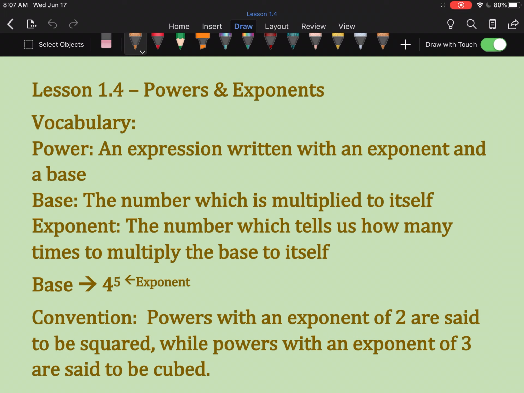Okay, and by now you should know that powers that have an exponent of 2, we usually say squared instead of to the 2nd power. And with an exponent of 3, we usually say cubed instead of to the 3rd power. Anything bigger than 3, we just have to say to the 4th power, 5th power, and so on and so on.